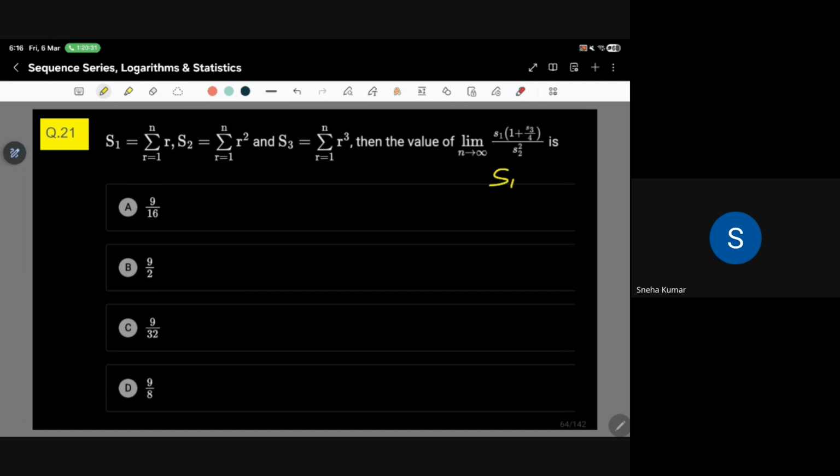This is S1 into 1 plus S3 by 4 upon S2's whole square.